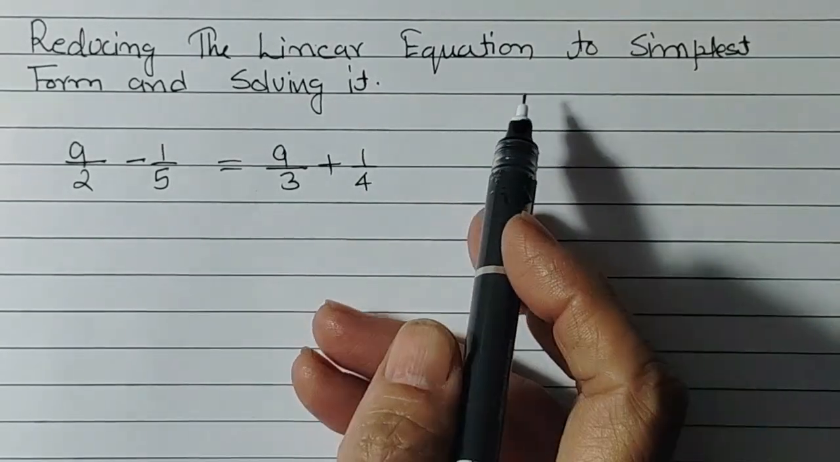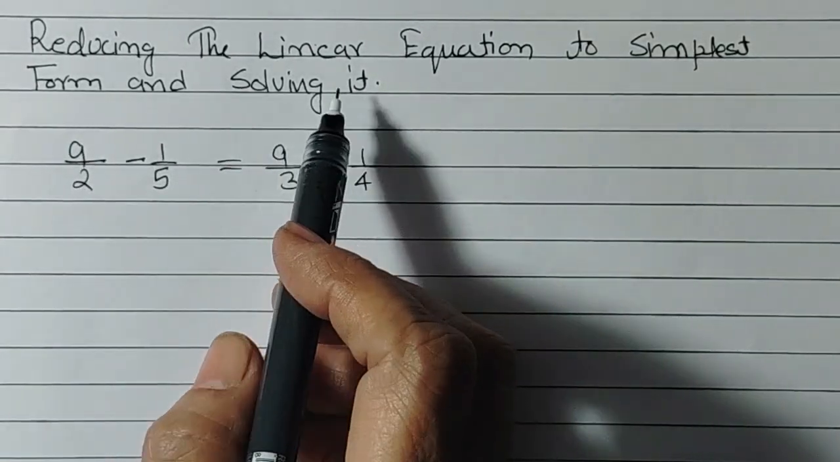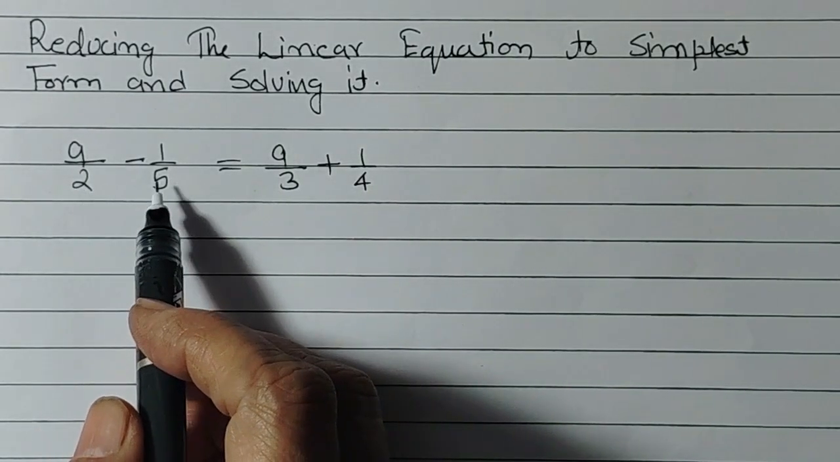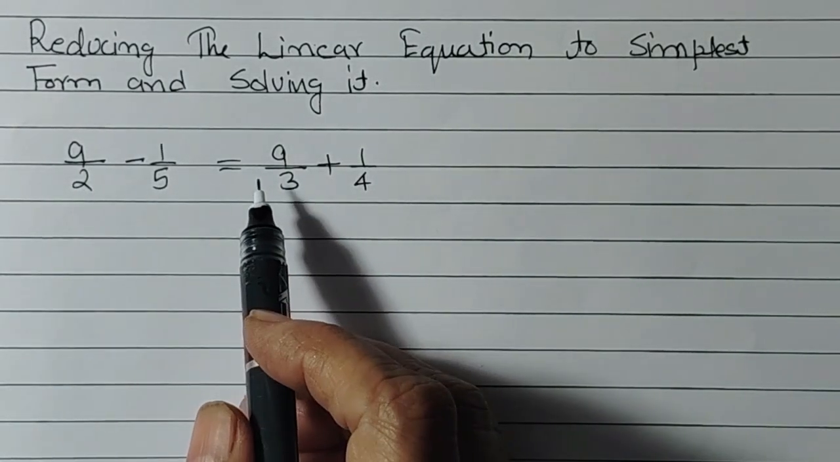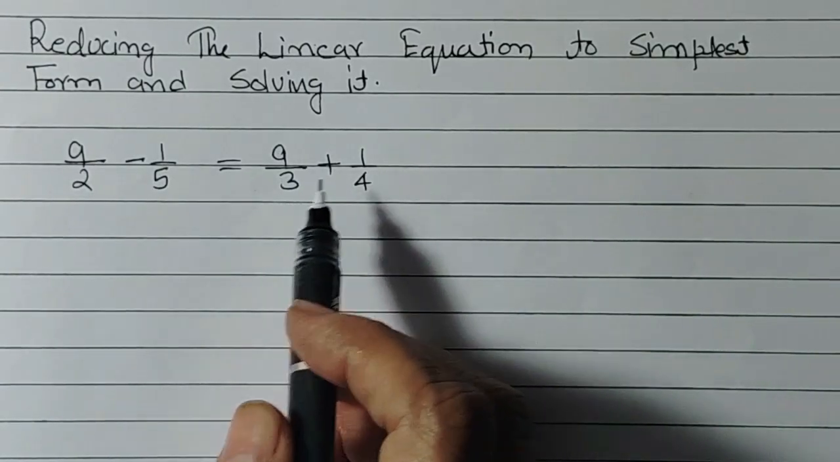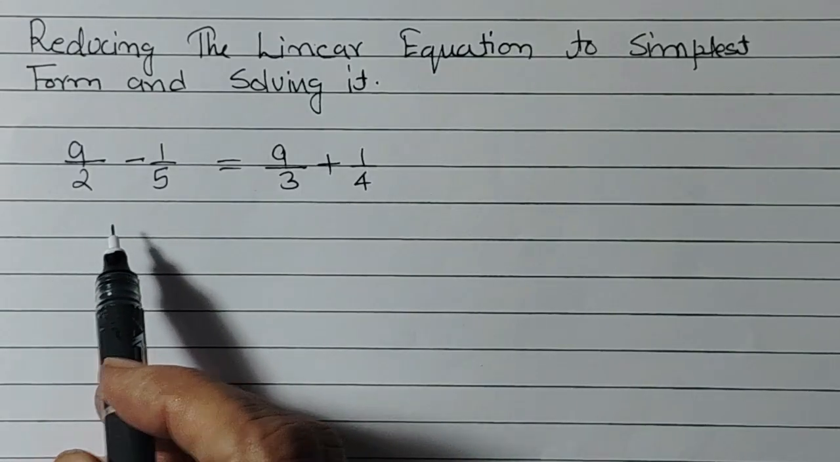Reducing the linear equation to its simplest form and then solving it. The equation is a/2 - 1/5 = a/3 + 1/4. First we will arrange the variable terms on one side and the constants on the other side.